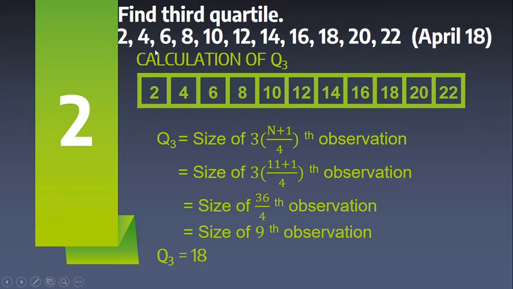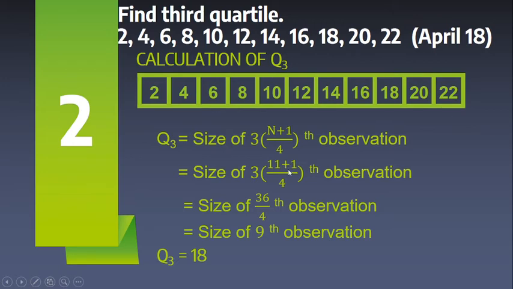Now going on to a similar question of individual data. You have 2, 4, 6, 8, 10, 12, 14, 16, 18, 20 and 22. These values are already in ascending order, so the necessity to arrange does not arise. Now the same formula, they've asked us the third quartile. Third quartile is nothing but Q3. Size of 3n plus 1 by 4th observation. Now n we have to count: 1, 2, 3, 4, 5, 6, 7, 8, 9, 10, 11.